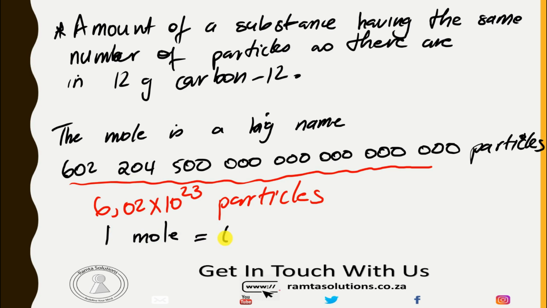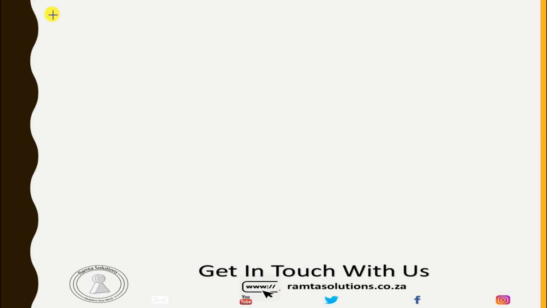One mole is 6.02 times 10 to the 23 particles. All right, 1 mole is equal to 6.02 times 10 to the 23 particles. Perfect. Now we have covered the moles. So now let us quickly rush to Avogadro's number.